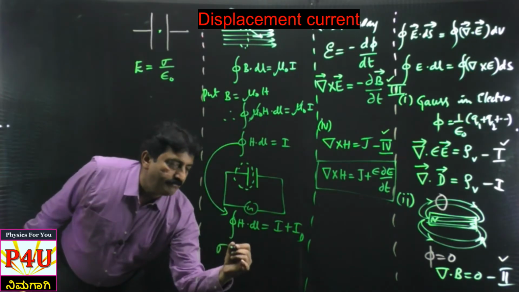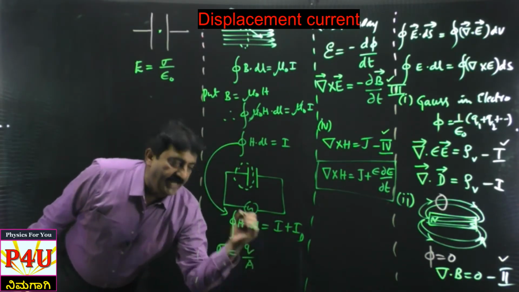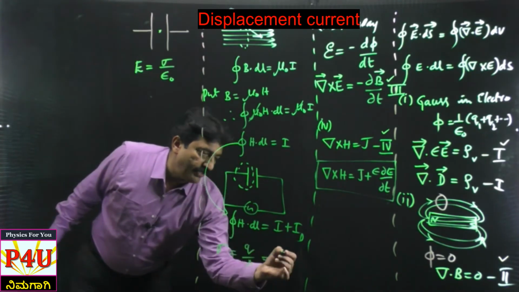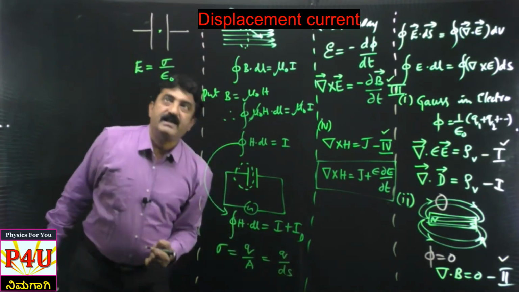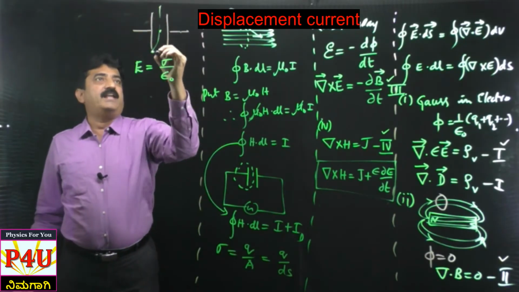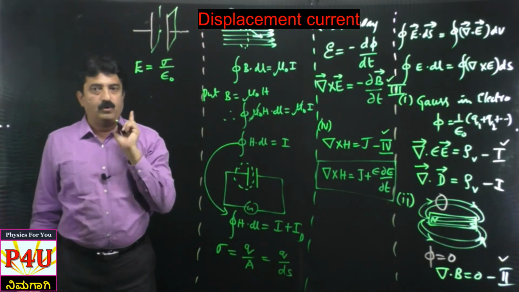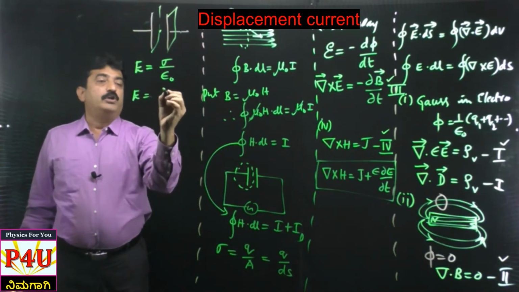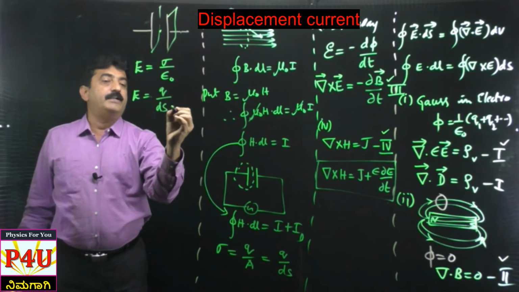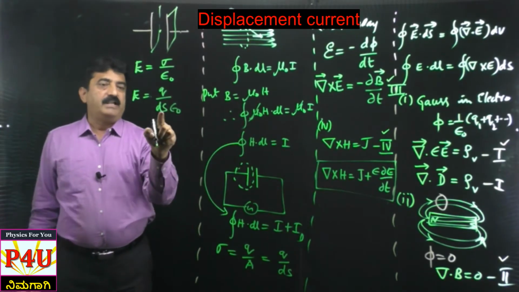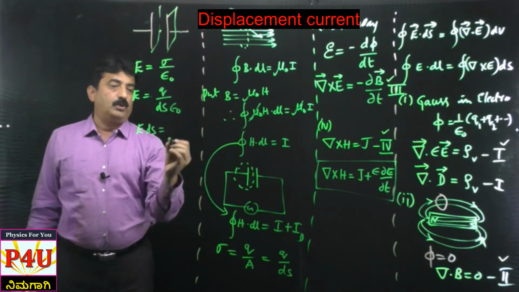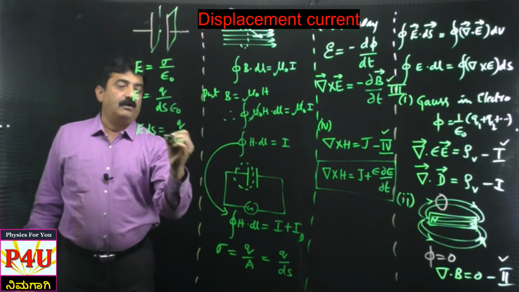Sigma is nothing but charge divided by surface area. You can either write A or you can even write Q divided by ds, where ds is nothing but the area of this plate. Well, that I substitute. E is equal to Q divided by ds into epsilon naught. Take ds this side, it becomes E ds is equal to Q divided by epsilon naught.